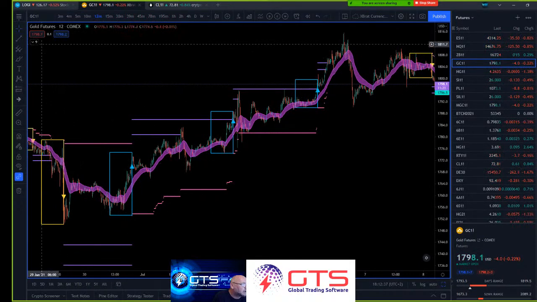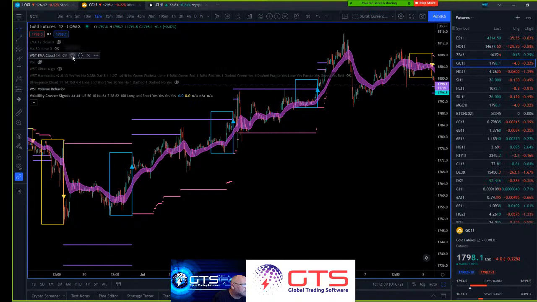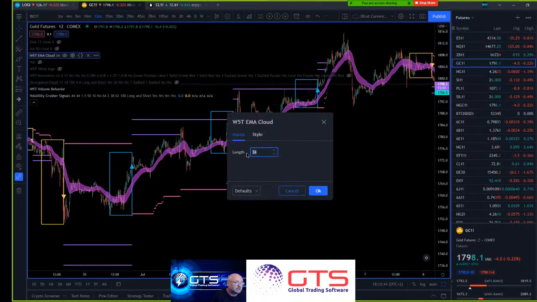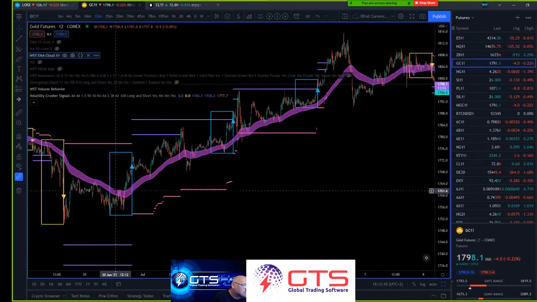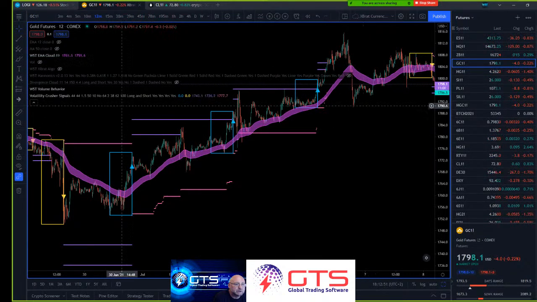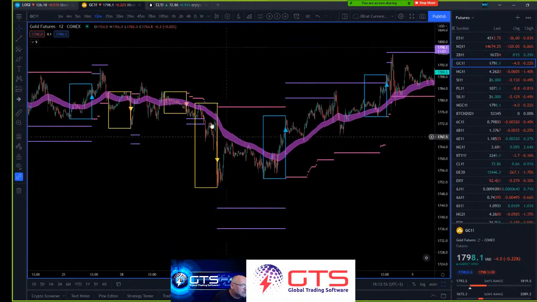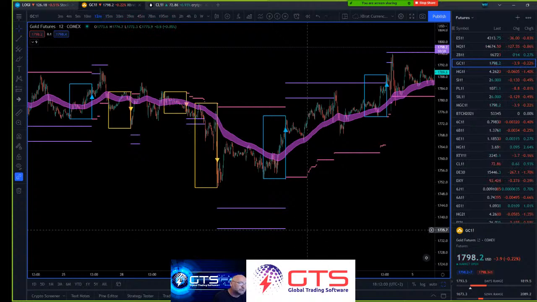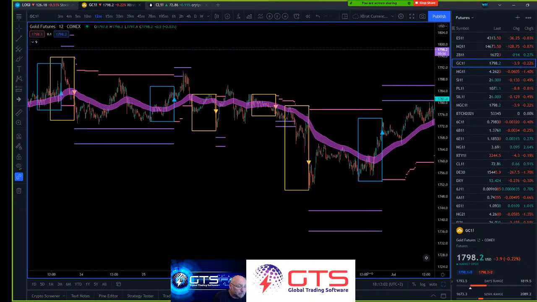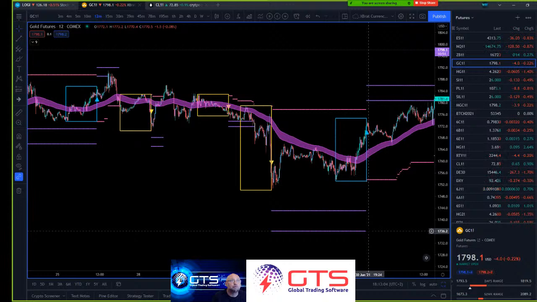Now, I guarantee if we change that to maybe 55 or even 89, okay, we've got a nice tighter stop, and that works out very, very well there as well. So EMA Cloud is a good addition to the Volatility Crusher, as you can see. This short here was good, and again I'd look for squeezers. Again, this is not my indicator, third party, it's on globaltradingsoftware.com.